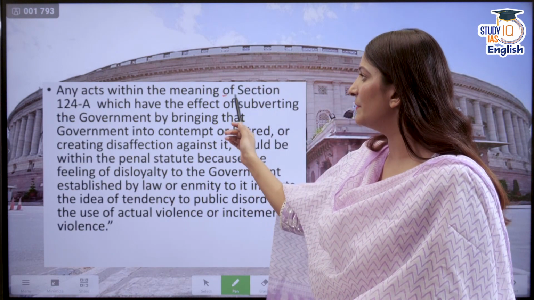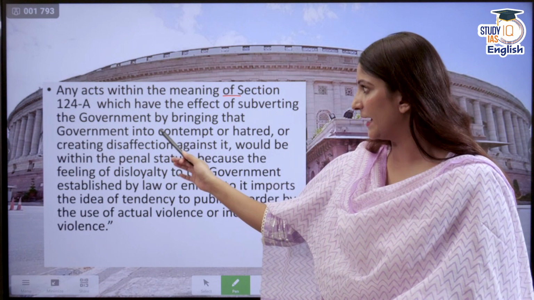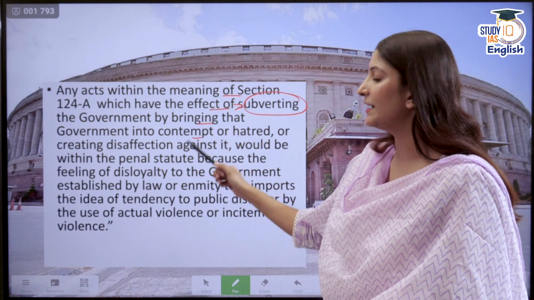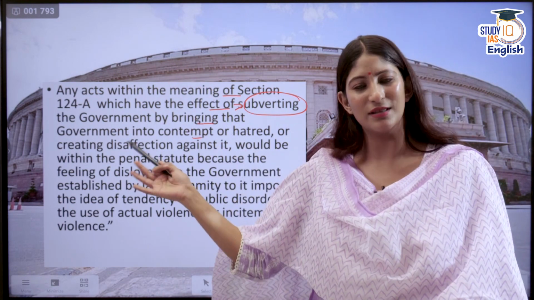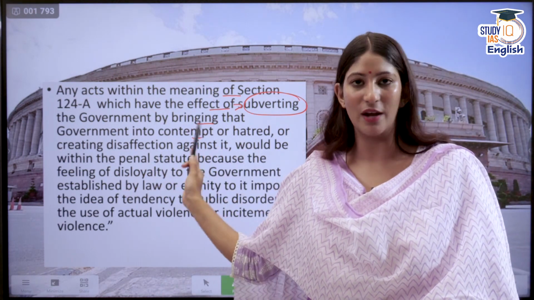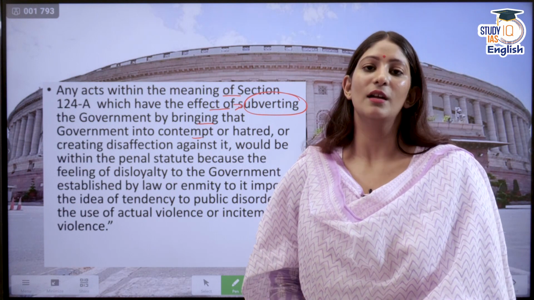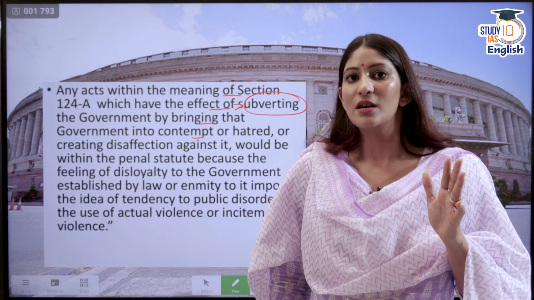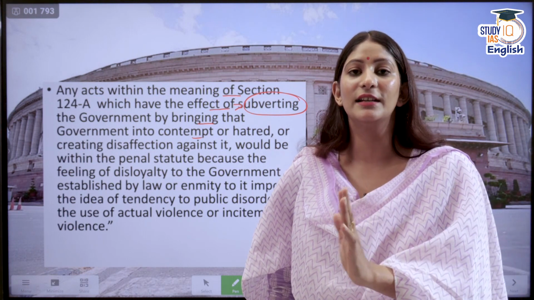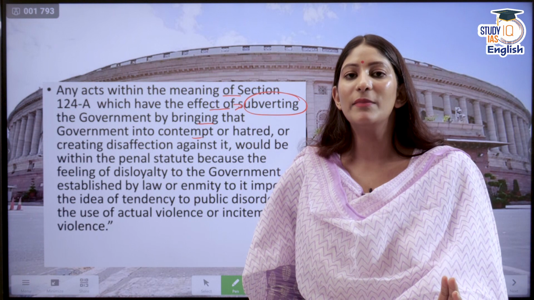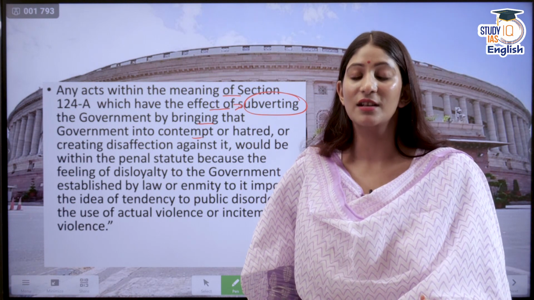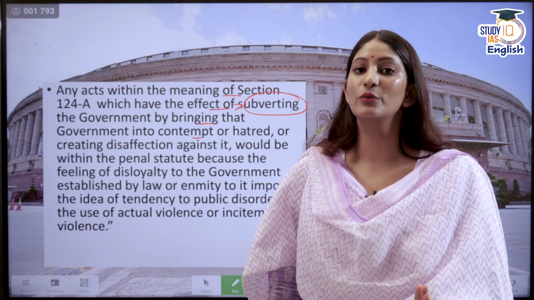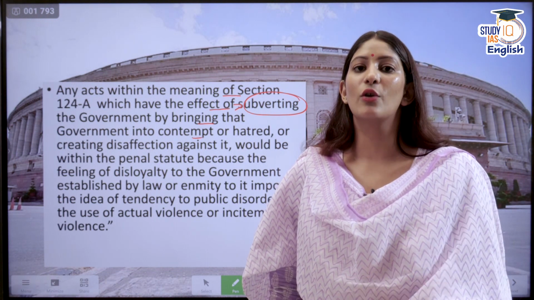Then any act within the meaning of this section 124A which has the effect of subverting the government by bringing contempt or hatred. This is too long because it has been actually quoted by the Supreme Court, so I have provided it for your note making. But the thing is, what is the intention behind the contempt? As in, what can be considered as disaffection and conscious telling of the laws to the public. This should also be differentiated.